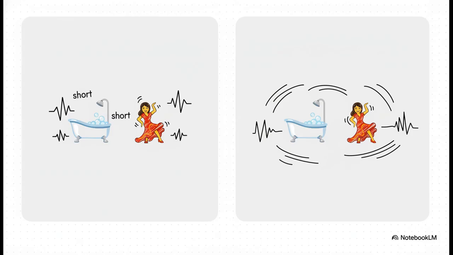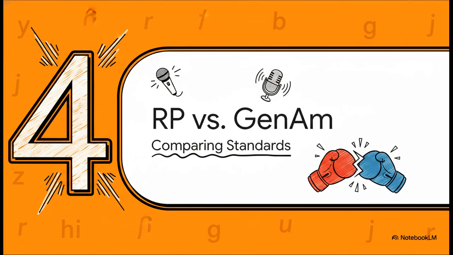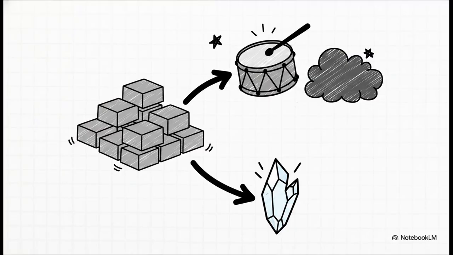It's a total systematic swap based purely on region. Section 4. RP versus General American. Okay, let's put the 2 heavyweight reference standards head to head. From a strictly phonemic perspective, RP and General American actually use the exact same set of consonant building blocks. But the phonetic realizations, how speakers physically produce those sounds in the mouth, create a totally different vibe.